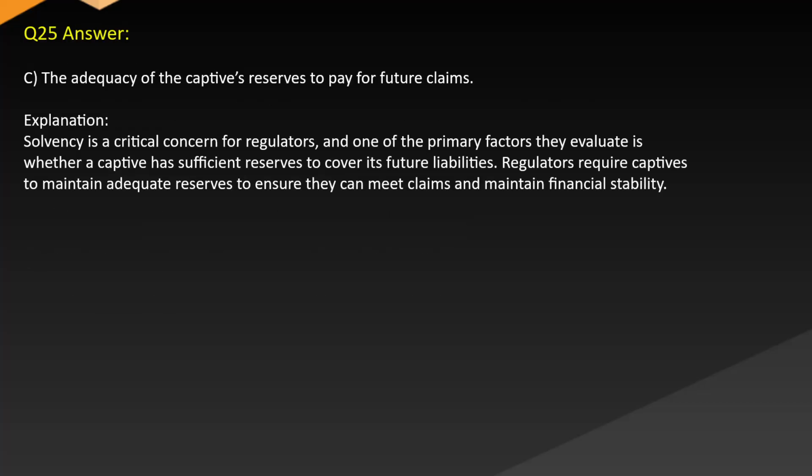Answer. C. The adequacy of the captive's reserves to pay for future claims. Explanation. Solvency is a critical concern for regulators, and one of the primary factors they evaluate is whether a captive has sufficient reserves to cover its future liabilities. Regulators require captives to maintain adequate reserves to ensure they can meet claims and maintain financial stability.